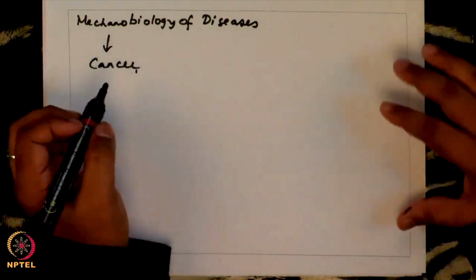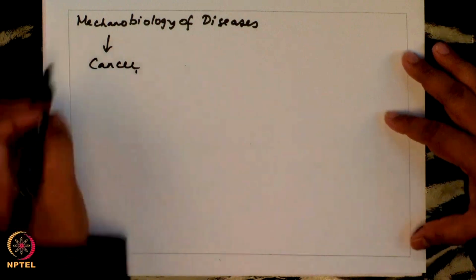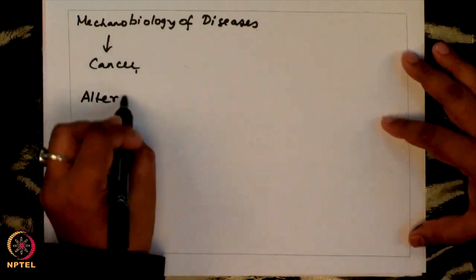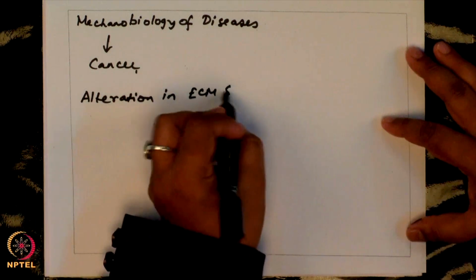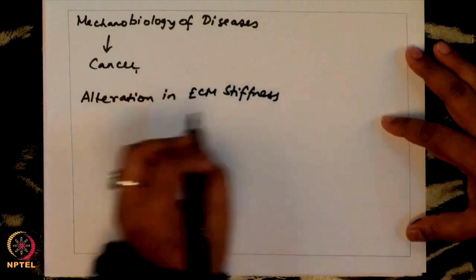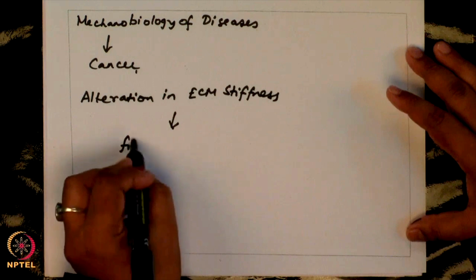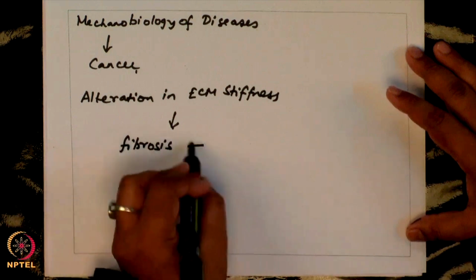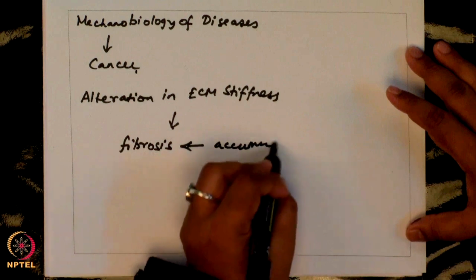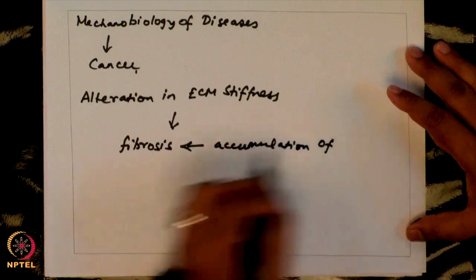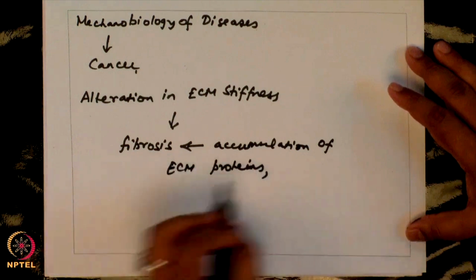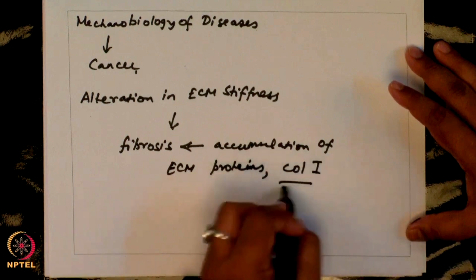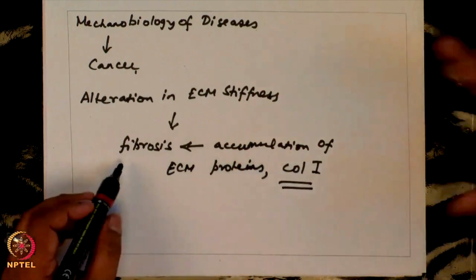One of the things which I said in terms of mechanobiology is the alteration in ECM properties, namely stiffness. This is driven in a process called fibrosis, triggered by accumulation of ECM proteins, especially collagen 1. This fibrosis happens not only in case of cancer, but even in cardiovascular diseases.